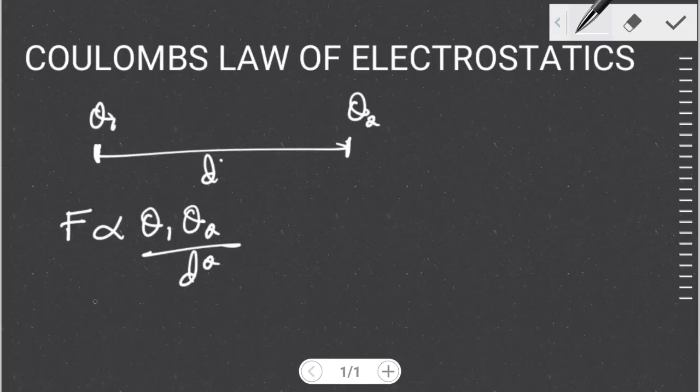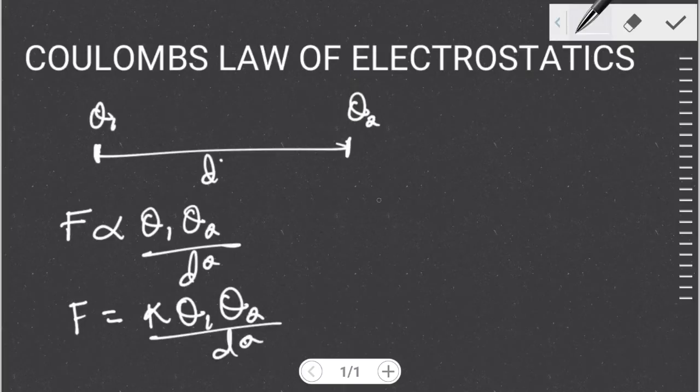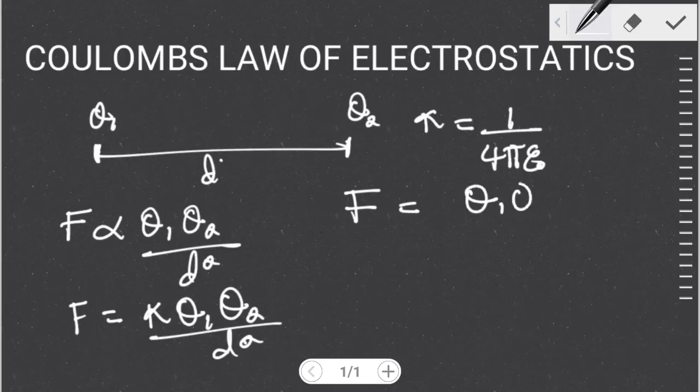So this force would be equal to K times charge 1, charge 2, all over d squared. If we identify this K, K would be equal to 1 over 4 pi epsilon naught. Therefore, the force would be equal to charge 1, charge 2, all over 4 pi epsilon naught d squared.